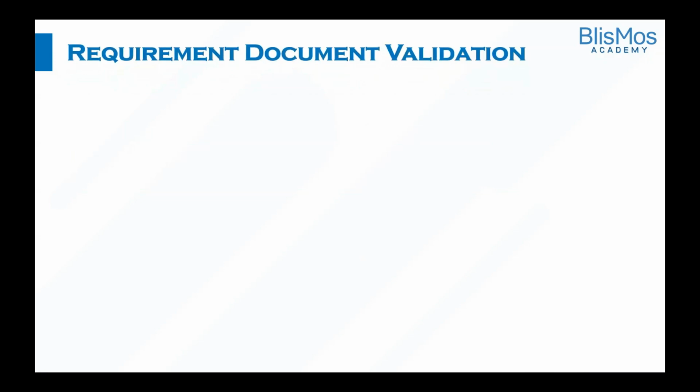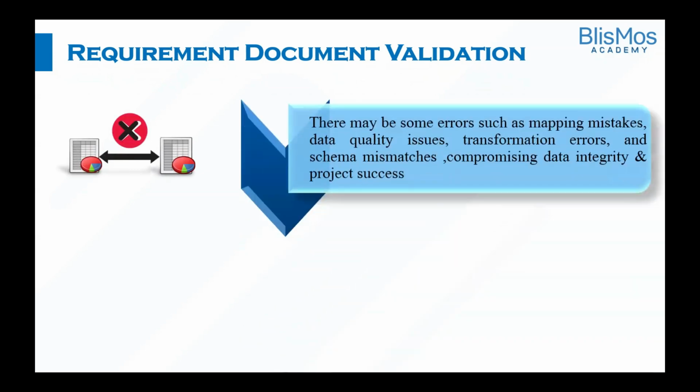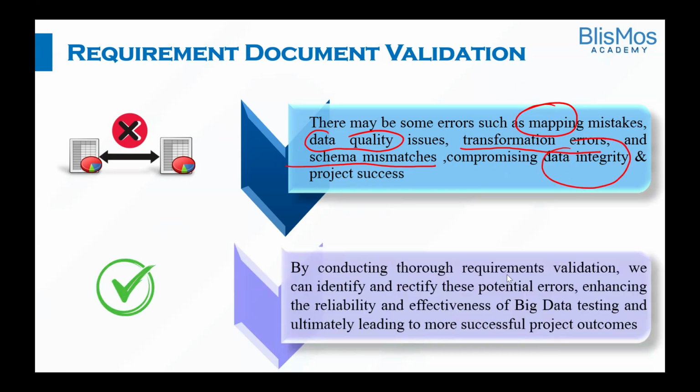When you are coming out with the requirements for big data, you're bound to have some issues, right? Like there may be some errors in mapping, there may be data quality issues, transformation errors, schema matches not done properly, and there may be issues with data integrity. So by conducting thorough requirement validation, we'll be able to see if there are any errors.